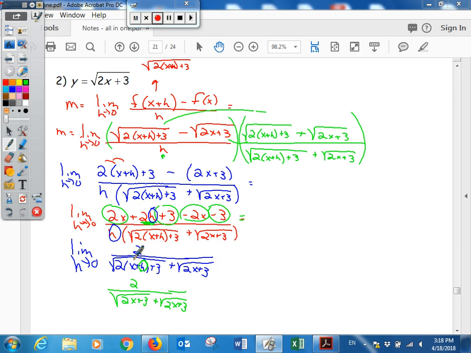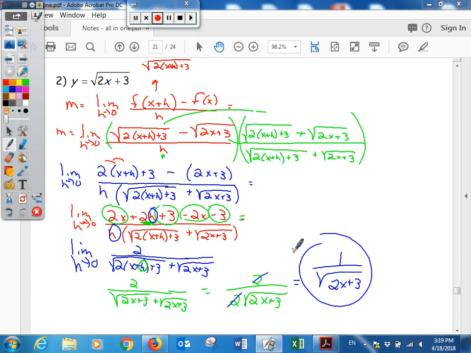So in the denominator, I've got two radicals that match. I can add them together, and I get 2 times the radical 2x plus 3. And now these 2's cancel, and I'm left with 1 over the square root of 2x plus 3. And that is an expression that you can use to find the slope of a tangent line to this equation right here at whatever x value you want to plug into it.